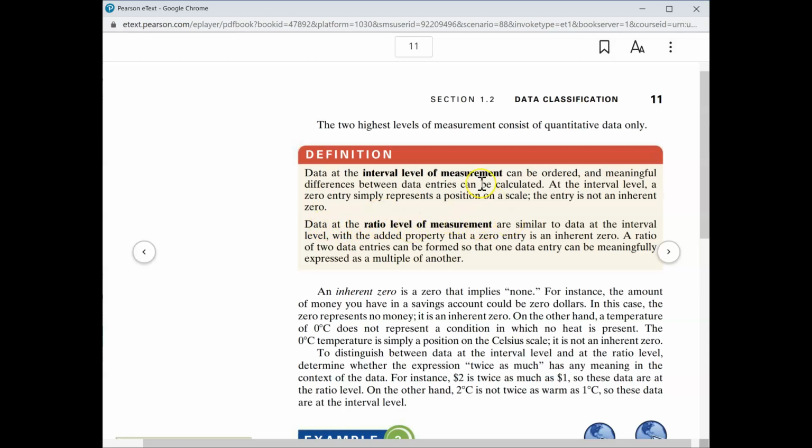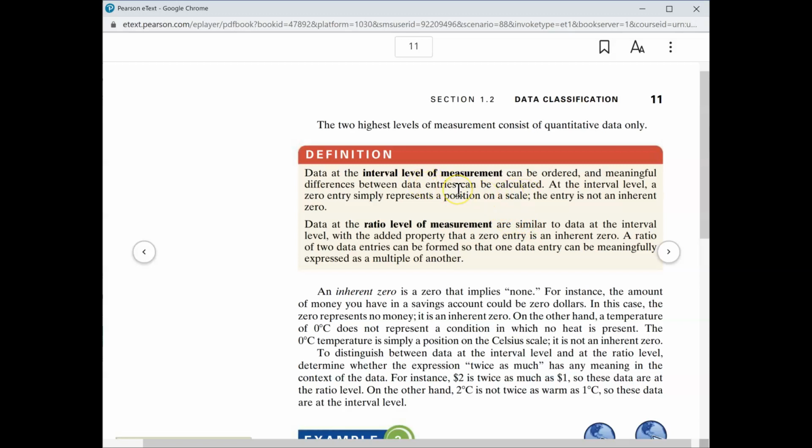Data at the ratio level of measurement is the exact same as interval level with one small difference. So let's read it. They are similar to data at the interval level with the added property that a zero entry is an inherent zero. So this is kind of confusing. The interval level does not have a true zero. It doesn't have an inherent zero that actually means nothing. The zero doesn't mean none. Whereas at the ratio level, zero truly does mean none of something or nothing, or it means zero quantity of that thing, of some thing that exists.